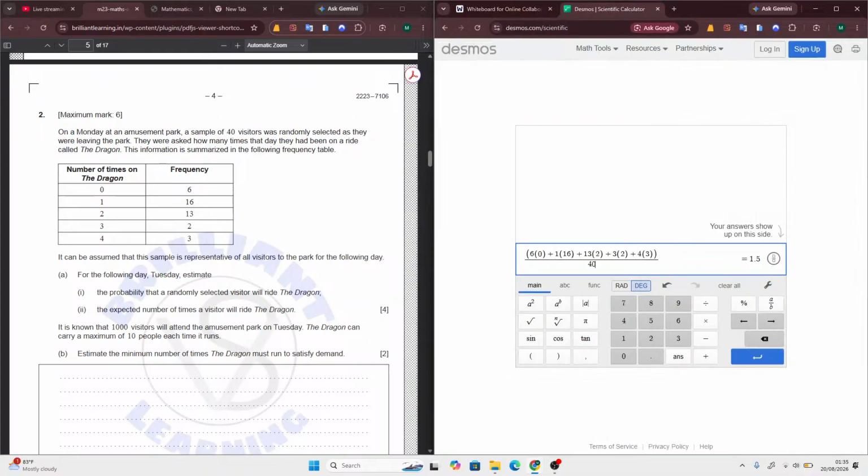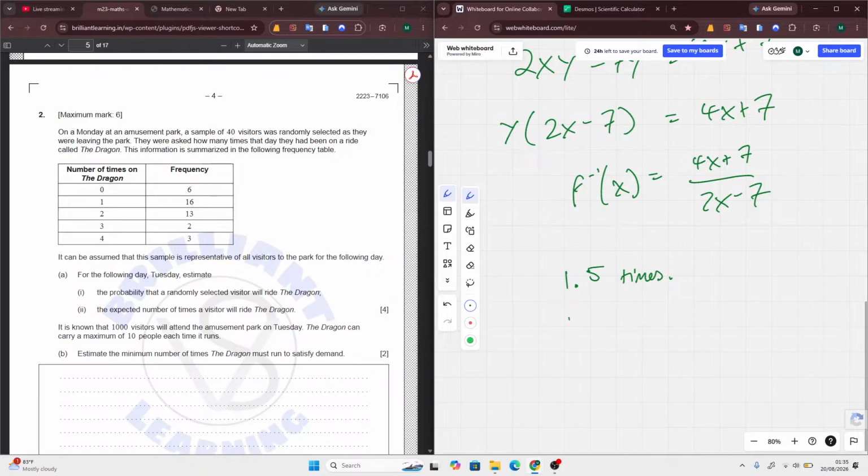So here I need to categorize how frequently people are not riding the Dragon, and I'll take that away from the total. So we would have 34 over 40, basically 0.85, is the probability that someone rides the Dragon, because we've removed the 6 instances where that doesn't happen. So 34 of the 40 visitors that we've recorded have ridden the Dragon, and we assume that's going to be consistent.